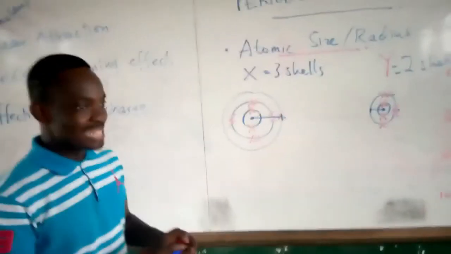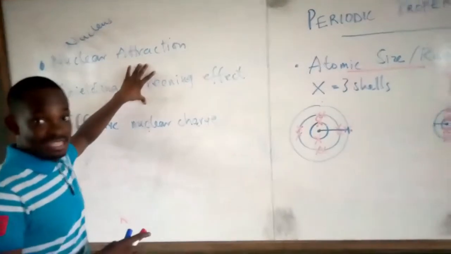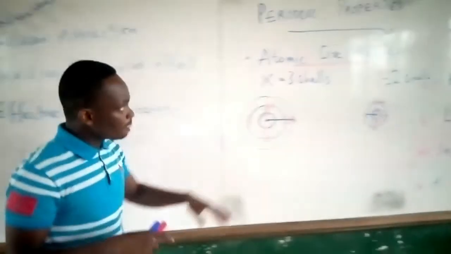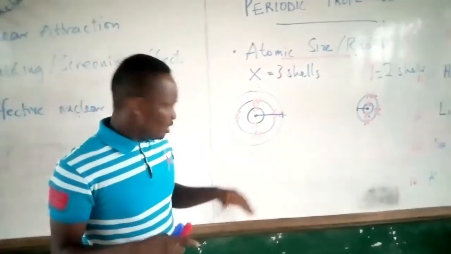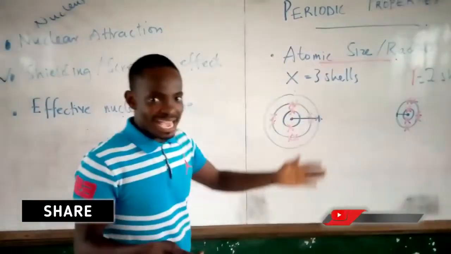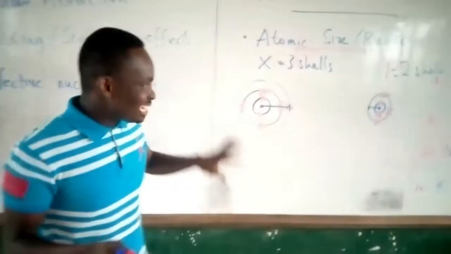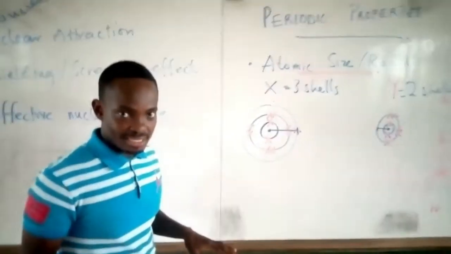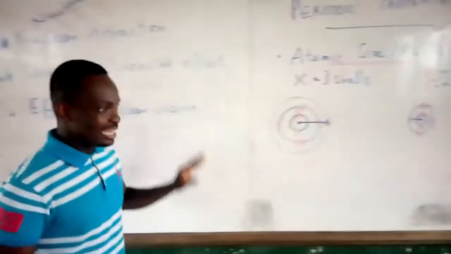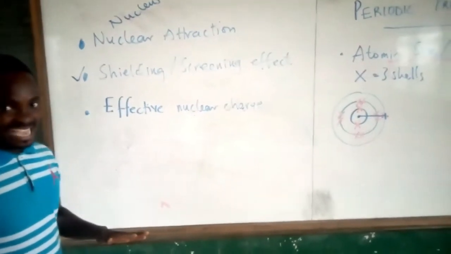Okay, and we said that the more the shells, the greater the shielding effect, therefore the lesser the nuclear attraction. Now look here, for atomic size, it's clear that the more the shells, the larger the size. The more the shells of the element, the larger the atomic size. So you can write it down. The more the shells of the element, the greater the screening effect. Therefore, the larger the size.